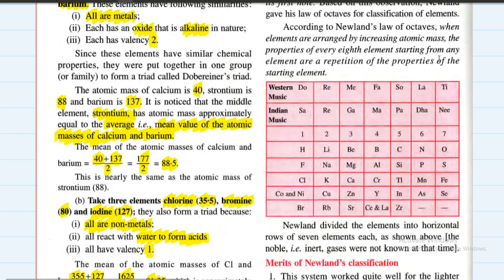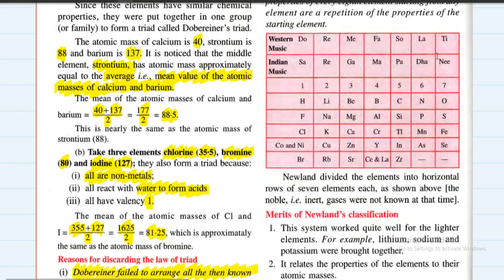According to Newland's law of octaves, when elements are arranged by increasing atomic mass, the properties of every eighth element starting from any element are a repetition of the properties of the starting element.